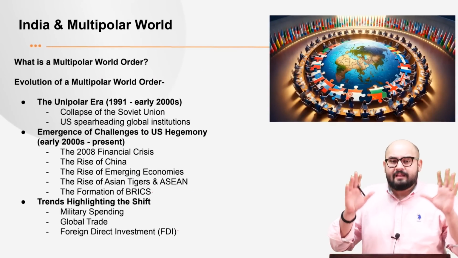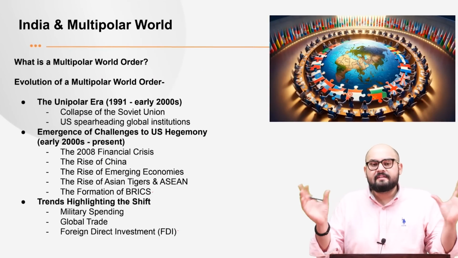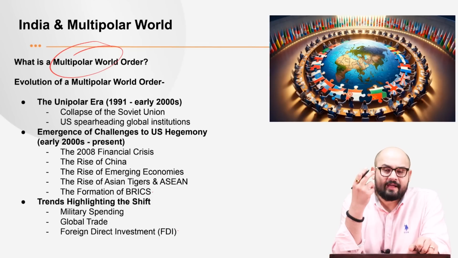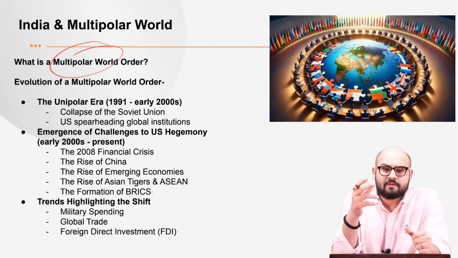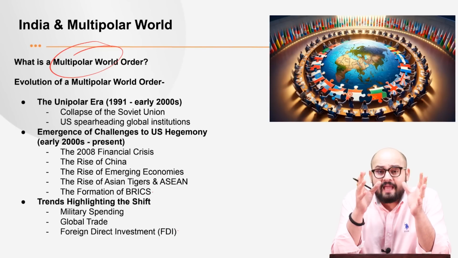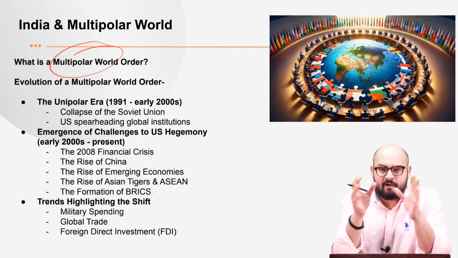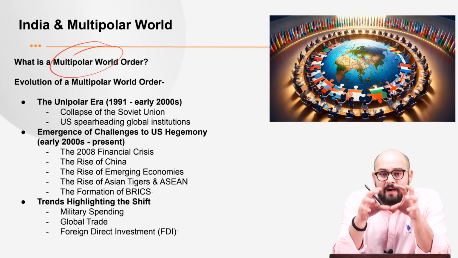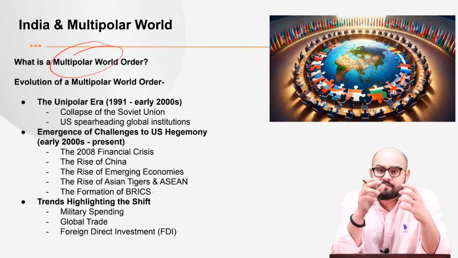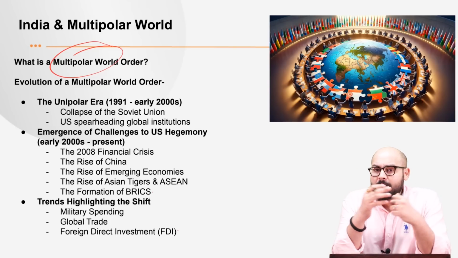First, let's talk about what a multipolar world order is. See, a multipolar world is characterized by a distribution of power among several countries, and the absence of a dominant power. So if you have power distributed among different countries and the absence of a superpower, that is known as a multipolar world.